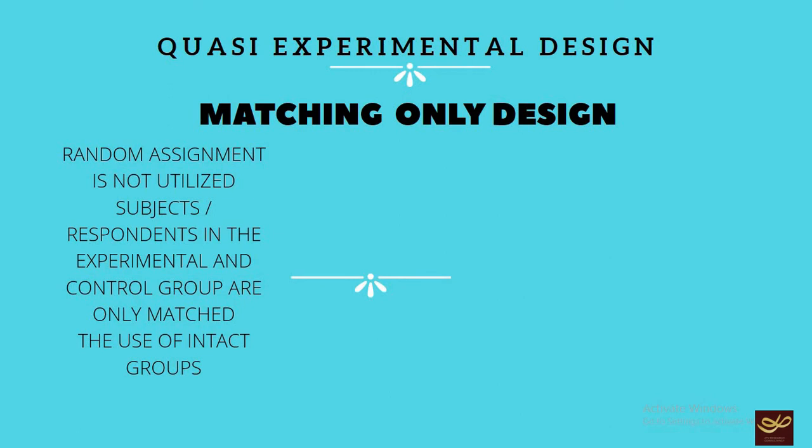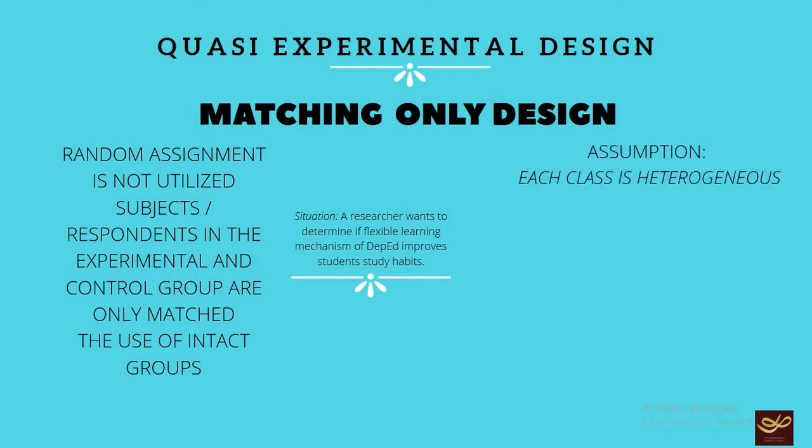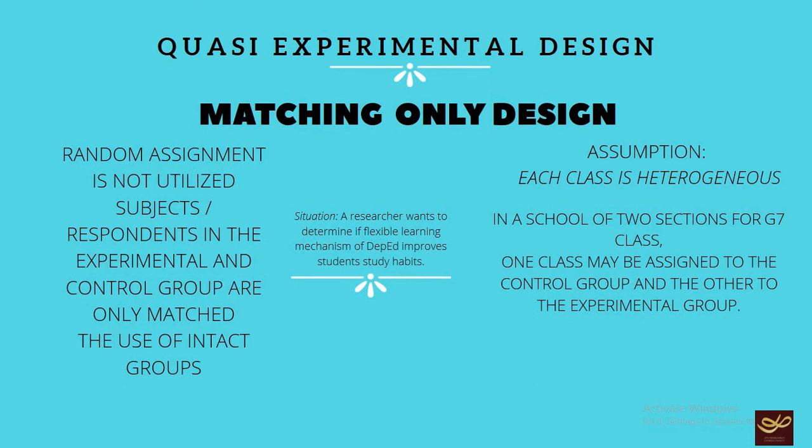So what are the occasions that this scenario would actually happen? Let's say, following our situation, this may happen, and we have to set forth an assumption. The assumption would be each class is heterogeneous. So if they are heterogeneous, then Class A and Class B, or Section A and Section B, are almost of the same characteristics in the first place because they are heterogeneous. So having said that, in a school of two sections for grade 7 class, one class may be assigned to the control group and the other to the experimental group.